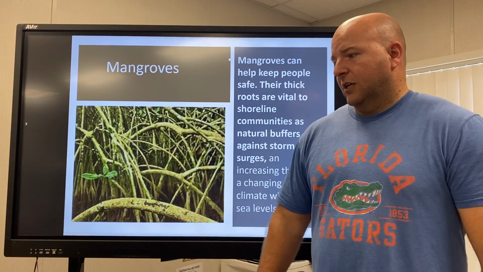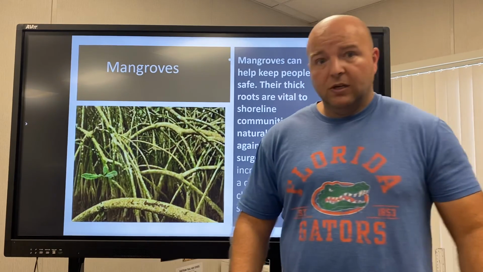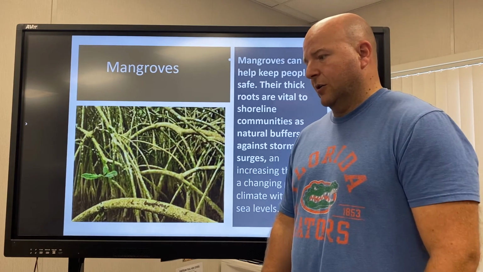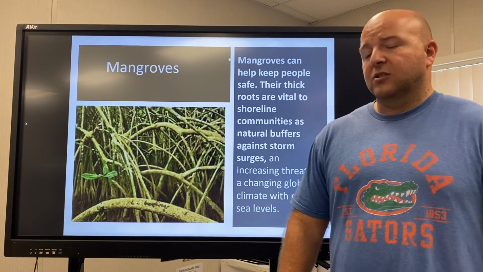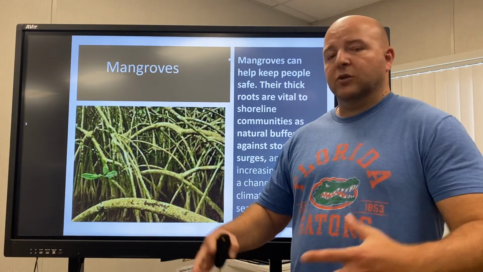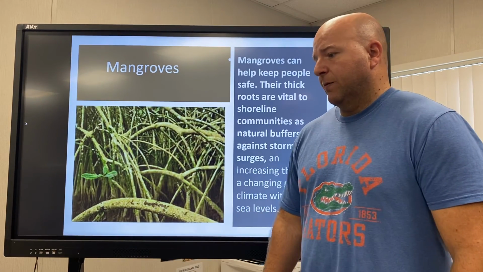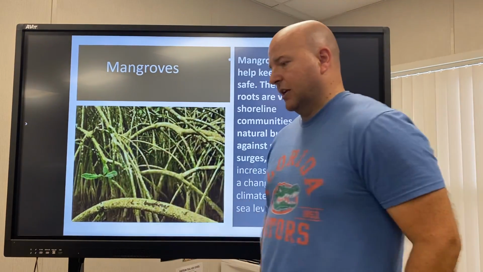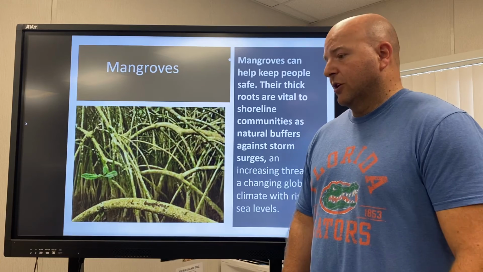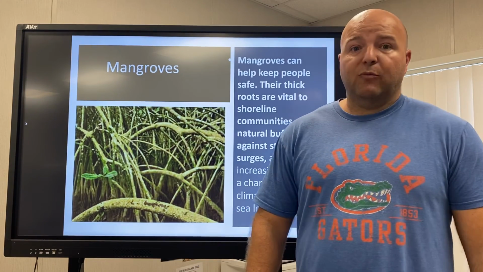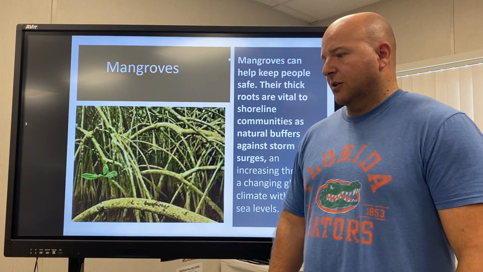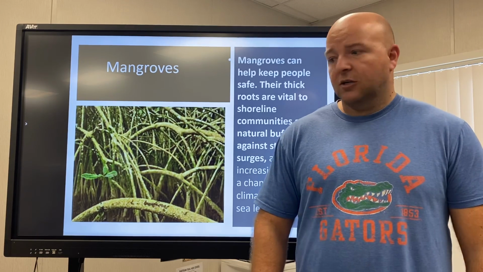And then mangroves can help keep people safe. The thick roots can be vital to shoreline communities, particularly in areas that get hurricanes during hurricane season, because these do help provide a buffer against storm surges. As that storm surge comes in, these roots do a good job of breaking up the wave and easing the power and the force of that storm surge as it comes through. Those storm surges are becoming an increasing threat over the years, so for the areas that have mangroves, it is truly vital that they maintain those mangrove populations and take good care of them. We don't want to see those disappear, or those communities are in trouble.